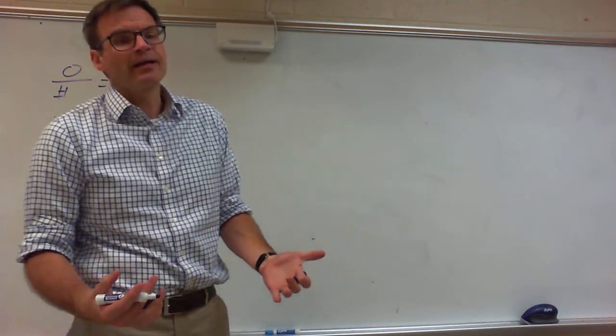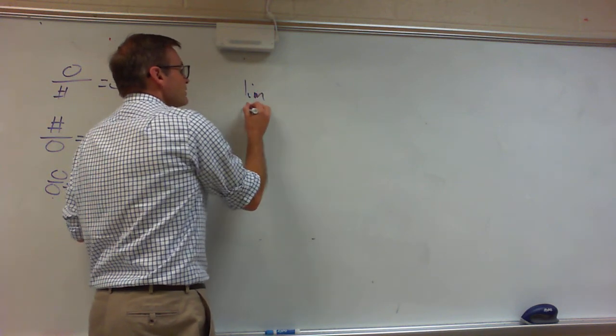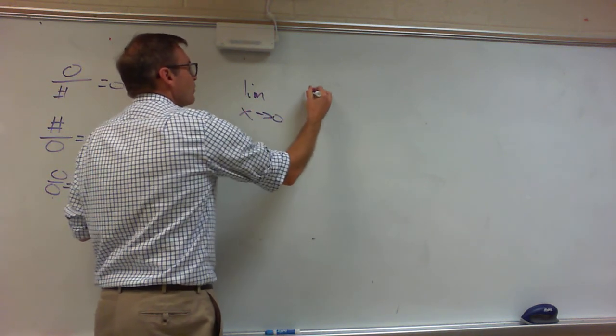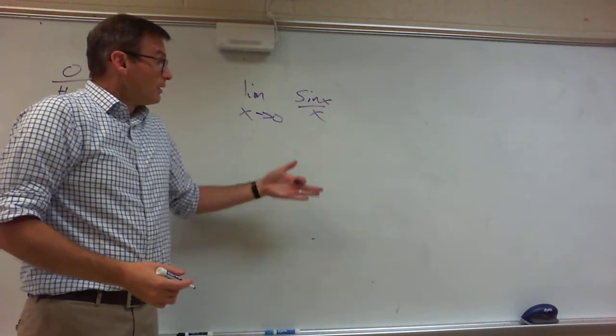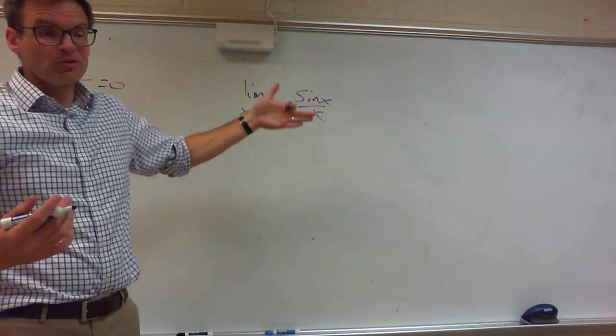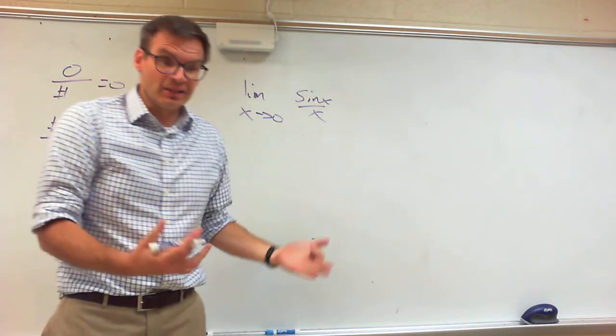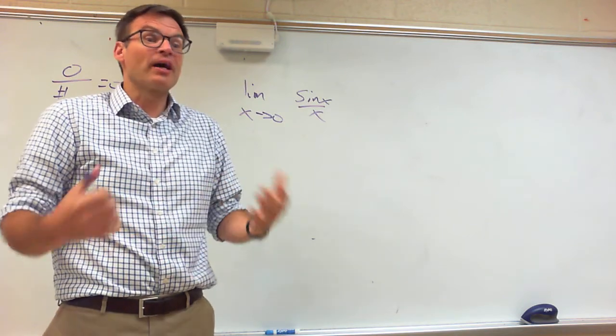Well, that's fine, except if I give you this thing. If I say, what's the limit as x goes to 0 of sine x over x? Well, sine of 0 is 0, and of course at 0, you get 0 over 0. That means that's an indeterminate form. You don't know what's going on, so you've got to do more work.